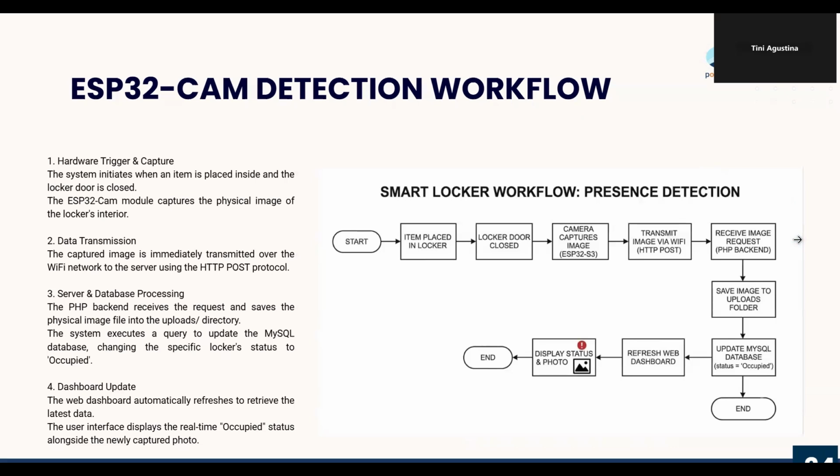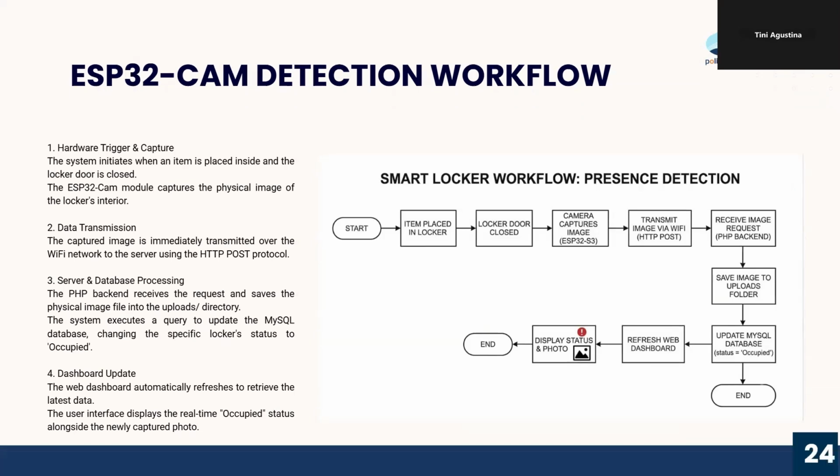The PHP backend receives the request and saves the physical image file into the upload directory. The system executes a query to update the database for a dashboard update. The website dashboard automatically refreshes to retrieve the latest data. The user interface displays the real-time status alongside the newly captured photo. Next.